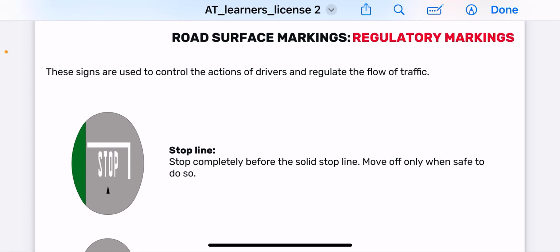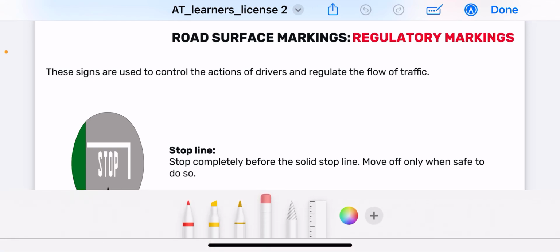Okay, so today we get to do regulatory markings. Remember, we are still doing the road signs. Actually, it's road signs and surface markings. Yes, that's how they call it. It's road signs and road surface markings. So today we get to road surface markings. These signs are used to control the actions of drivers and regulate the flow of traffic.